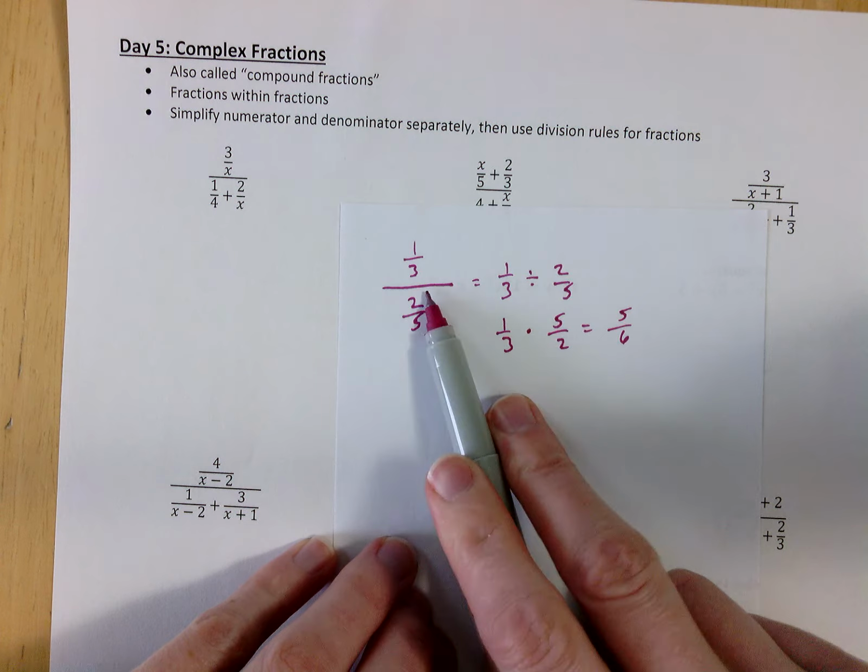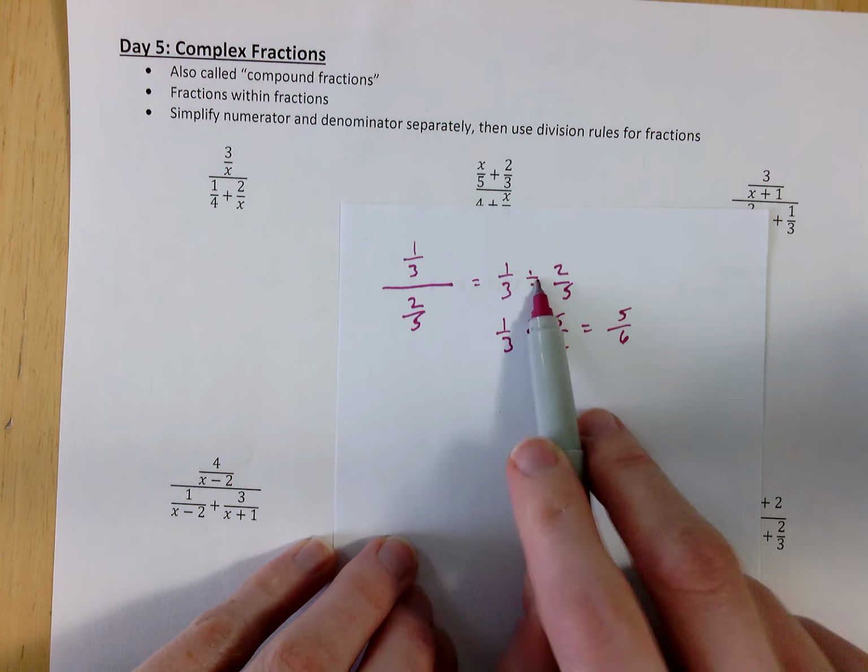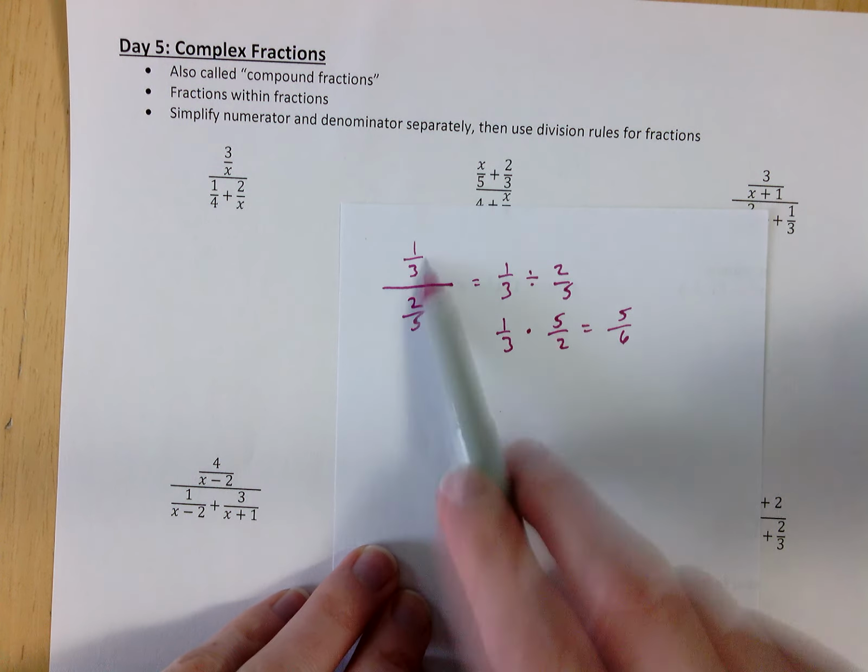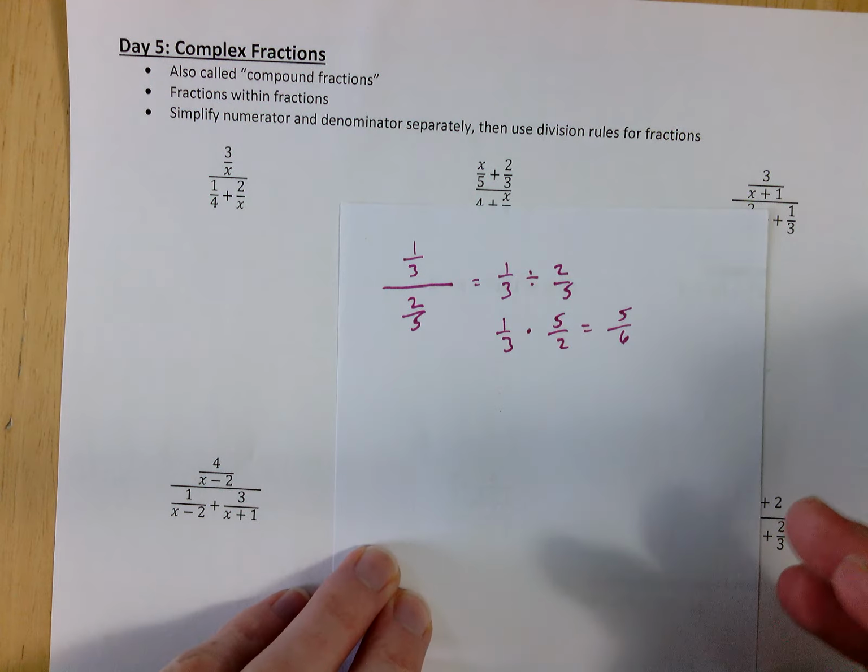Now, typically I jump straight from here to here. I don't go through this middle step, but that's what we're doing: we're dividing these two fractions and then we're going to flip it and multiply. Okay, so let's deal with this guy.